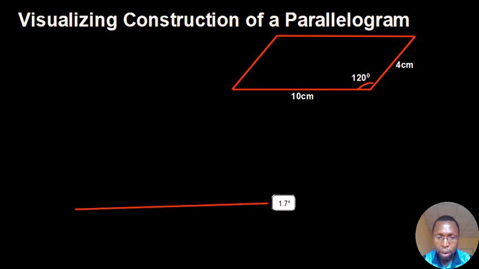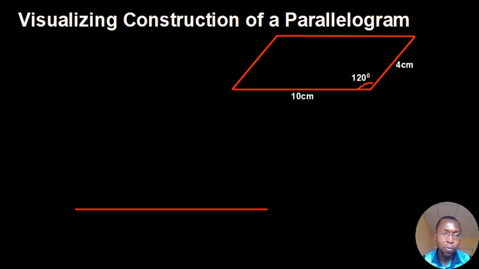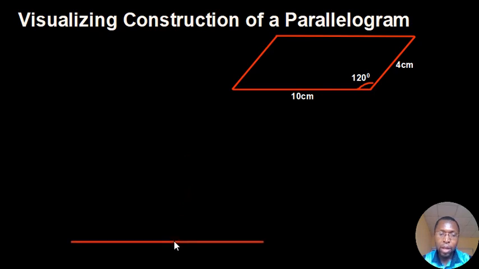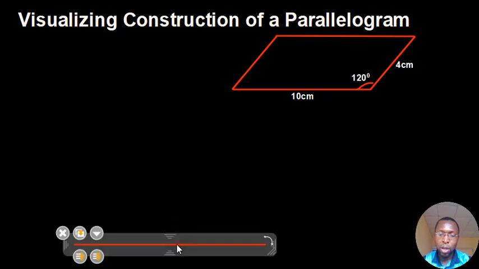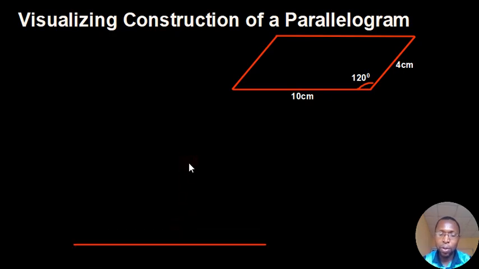Yeah, let's get a perfect one. Okay, so this is a straight line. That's the first thing you need to do. Draw a straight line. All right. Now the next thing you need to do is to get your compass and measure your angle 120. This is my compass now.